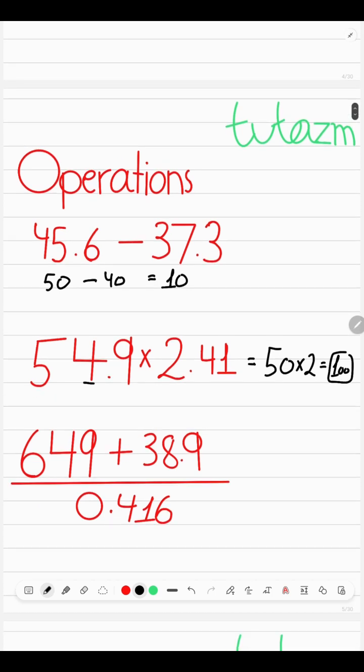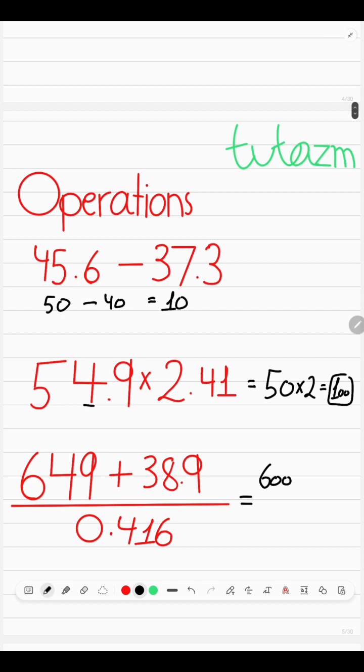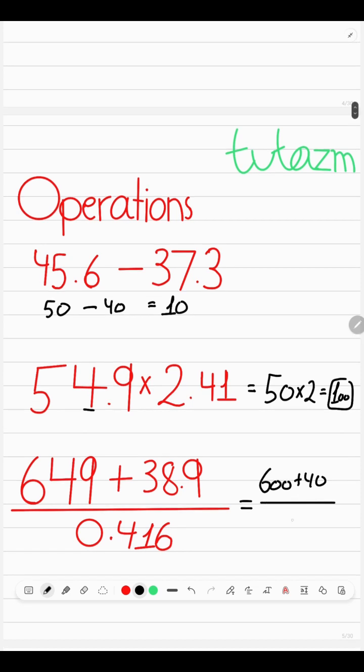And then the next one, we'd do the exact same. So 649 would round down to 600, 38.9 would round up to 40, and then 0.416 would round down to 0.4, and that is to one significant figure.